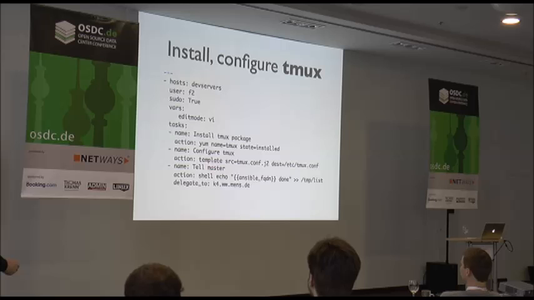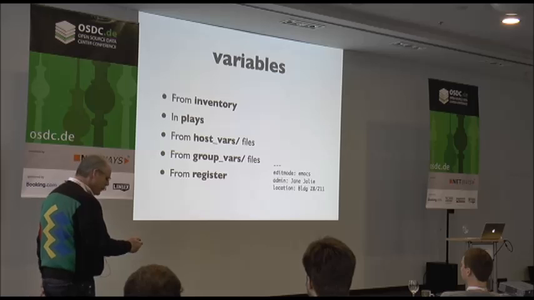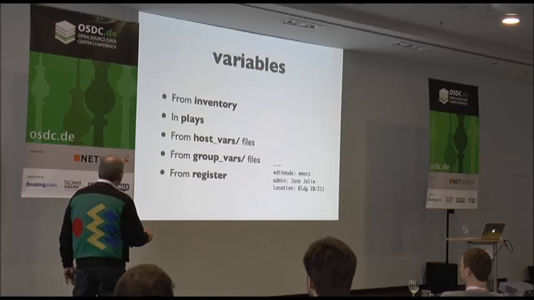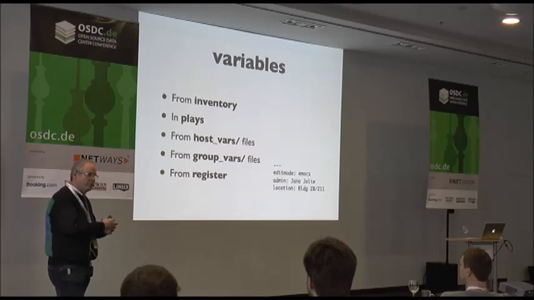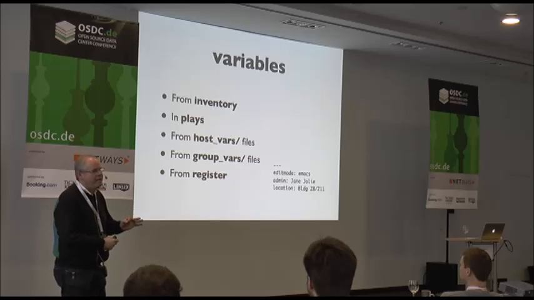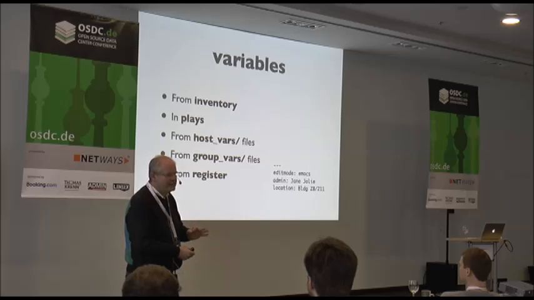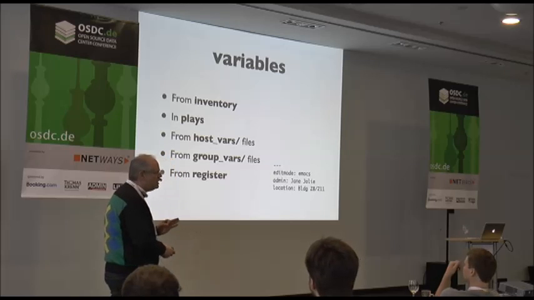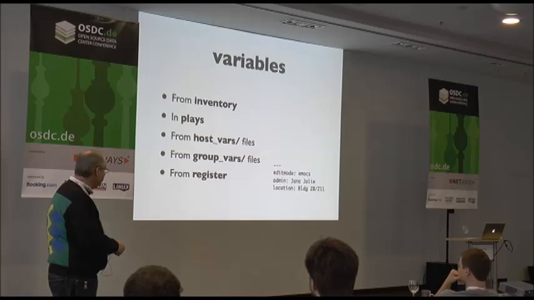So this template stuff is almost like a copy, but it's processed by a templating engine. I'll tell you about that in a second. And we have variables which come from the inventory file, our example with NTP, directly from playbooks, or from what are called group vars and host vars files. Group vars and host vars files are YAML files. An example is on the bottom right here.